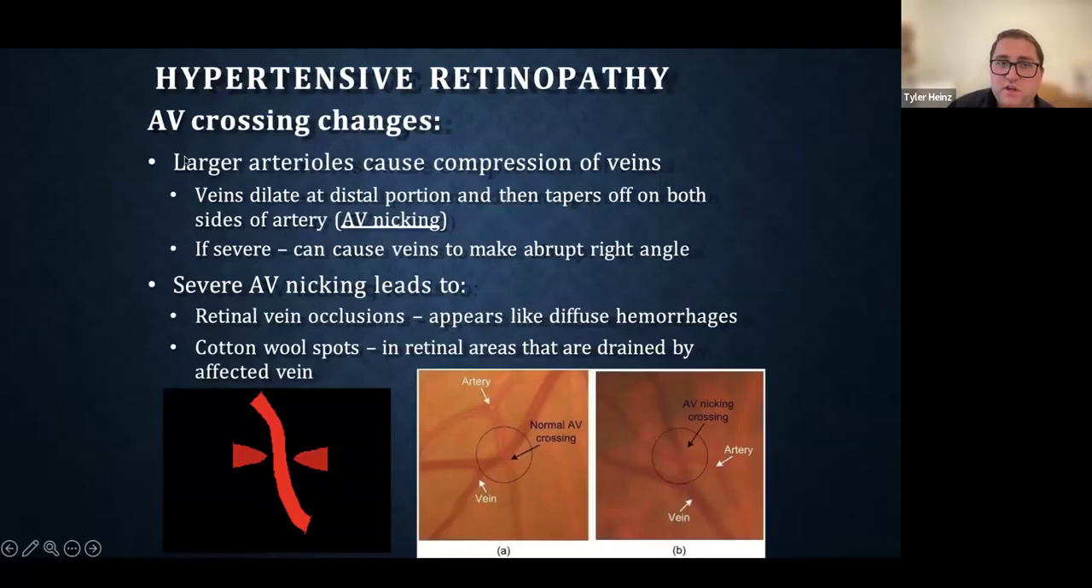So AV crossing changes. This is where we get our AV nicking. The larger arterioles cause compression of the veins underneath. This is our normal crossing. You can see that all the blood vessels have their normal shape. In picture B, you can see that the vessel underneath is kind of being choked out, if you will, because there's so much pressure in the artery, it's choking out the vein underneath it. So severe AV nicking can lead to retinal vein occlusions. You may see some diffuse hemorrhages, cotton wool spots, and of course, loss of vision if left alone and not treated. And you have those big retinal vein occlusions, like a branch retinal vein occlusion or a central retinal vein occlusion, etc.